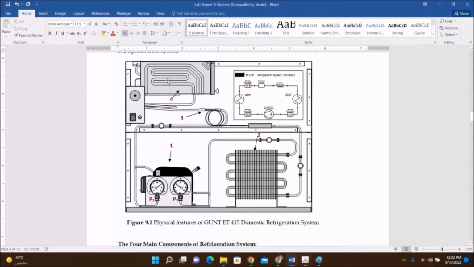Keep a water bottle here, and after 10 to 20 minutes, come and take P1 and P2. At regular time intervals, you can record P1 and P2. P1 is the suction pressure, and P2 is the delivery pressure of the compressor. So in the system, there is a low pressure and a high pressure at the inlet and outlet of the compressor.